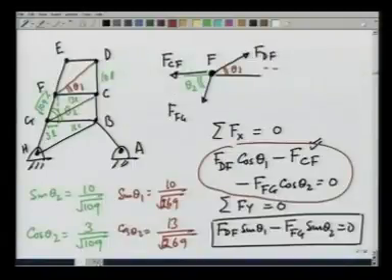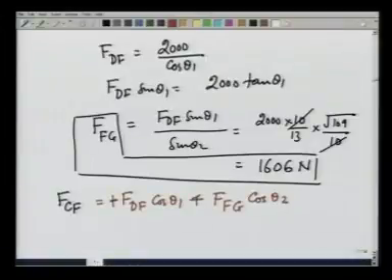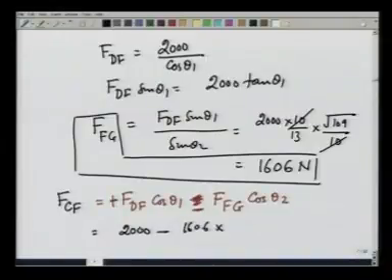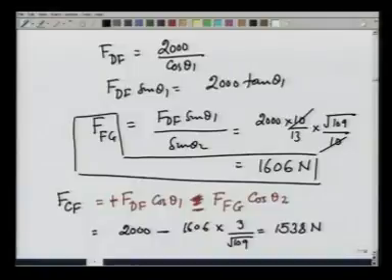We have plus and minus. So, this is plus and this one is minus. So, the direction that we have anticipated is already correct. If you plug in the numbers, this comes out to be 2000 minus FFG 1606 times cosine of theta 2, which is 3 over root 109, and if you calculate this, it comes out to be 1538 newtons. So, let us see what all forces have we found in the truss.